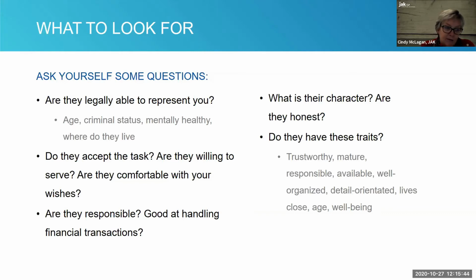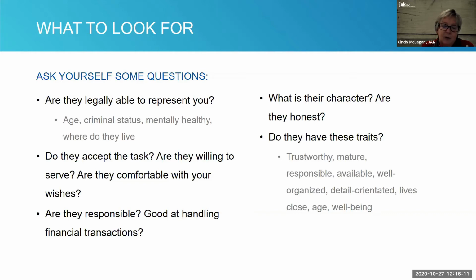Then you ask yourself, is this a responsible person? Are they good at handling financial transactions and money? I guess one of the things you would look for in that is, how do they handle their own affairs? Are they good at managing money? Have they filed for bankruptcy? You look at the person and find out how they handle their own lives.